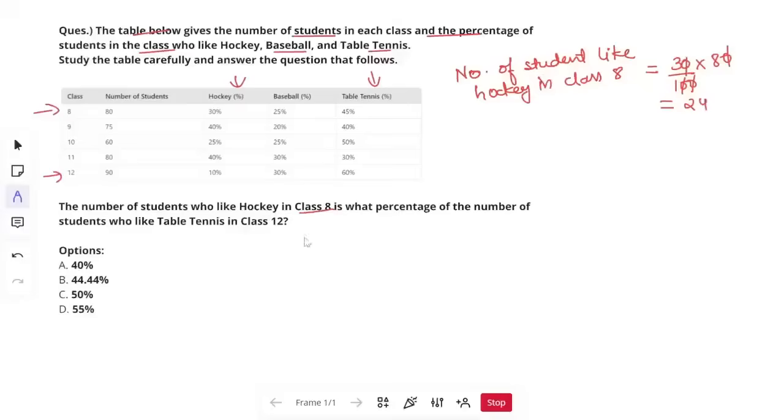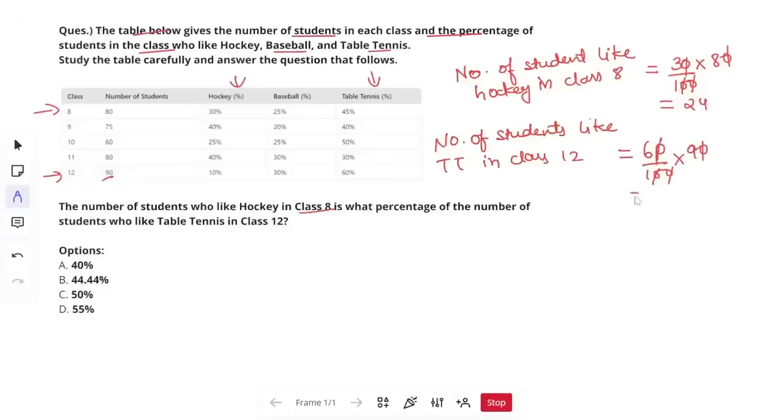Let's see the next thing. What percentage of the number of students who like table tennis in class 12? For that also, let's find out the number of students who like table tennis and they are in class 12. If you see, class 12 and table tennis is 60%. So we will find 60% of the total students in class 12, which is 90. We can write 60% as 60 upon 100 into 90. The zeros will cancel with zeros. We will be left with 6 9s are 54, right? So now we have the number of students.